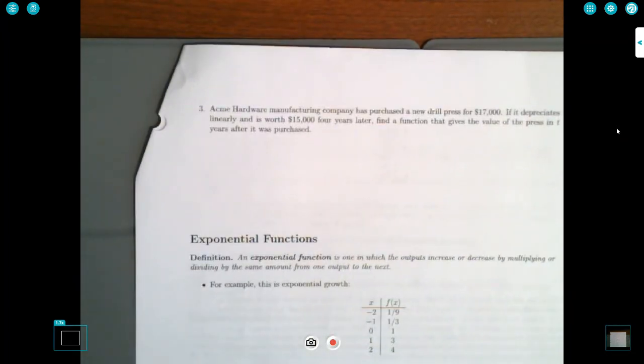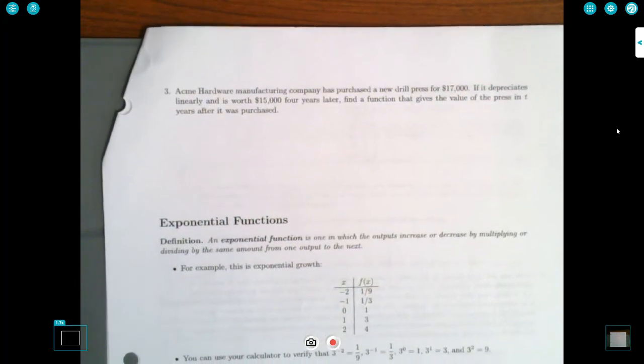Here's another one. This is not real world, obviously. We're talking about Acme Hardware. Anyway, Acme Hardware Manufacturing Company has purchased a new drill press for $17,000. If it depreciates linearly and is worth $15,000 4 years later, find a function that gives the value of the press in t years after it was purchased.